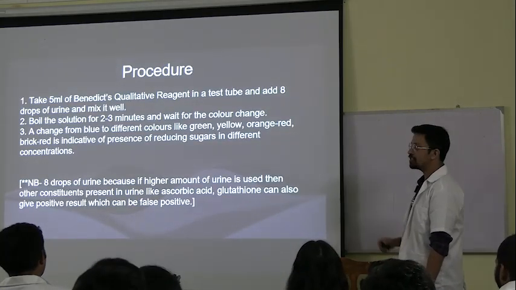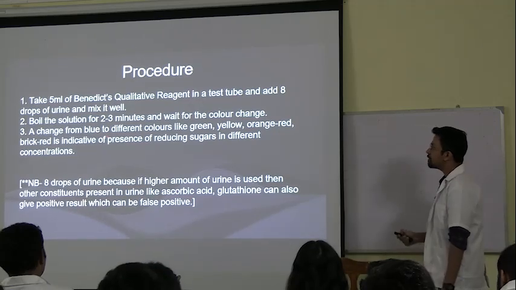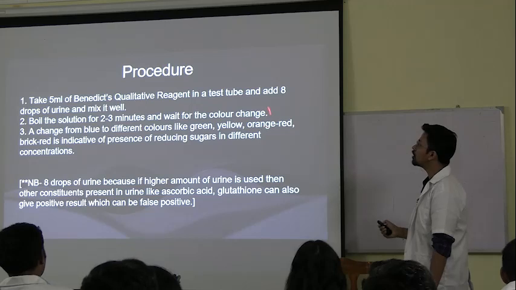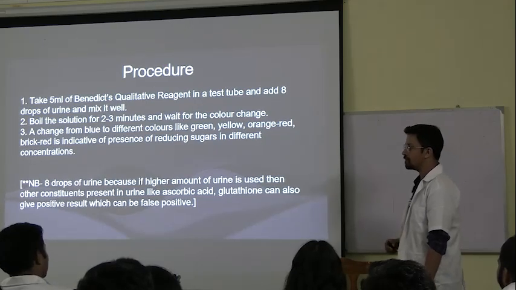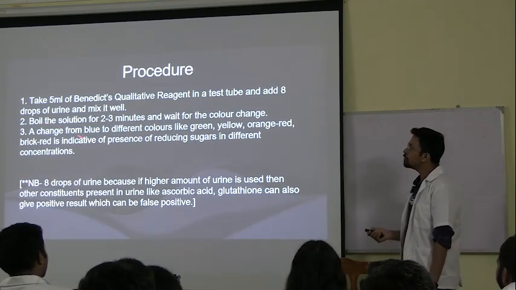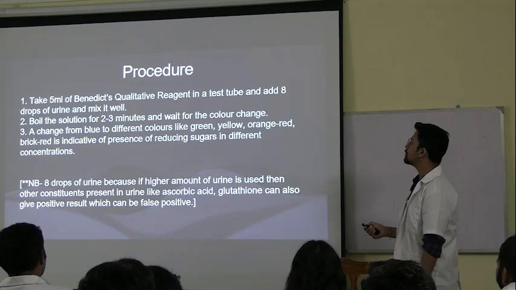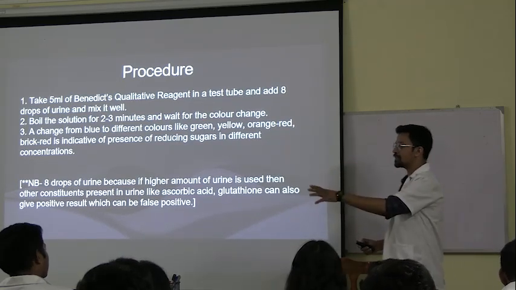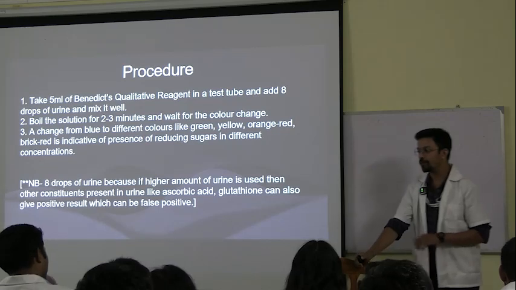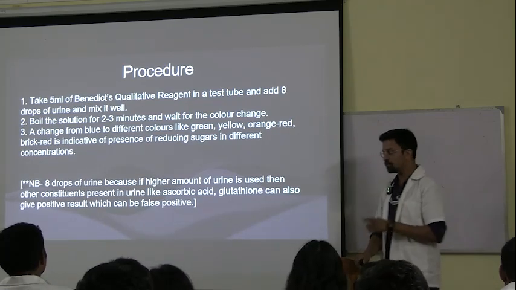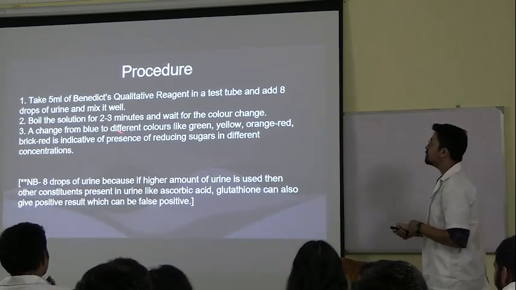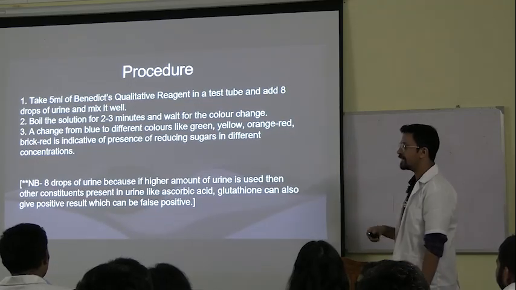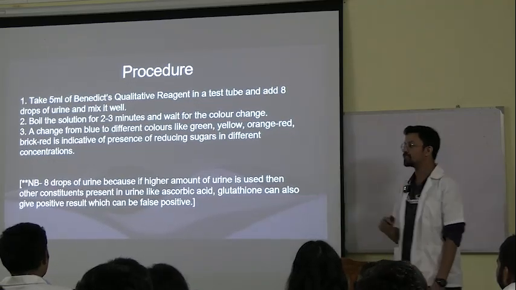Now the procedure is very simple. It's a very simple test. You have to take 5 ml of Benedict's qualitative reagent in a test tube and add 8 drops of urine and mix it well. Then you boil the solution for 2 to 3 minutes and wait for the color change. As soon as the color change occurs, you keep the test tube in a rack and wait for it to cool down. Once it cools down, you see a change from blue to different colors like green, yellow, orange, red and brick red, which I already told, depending upon the concentration.